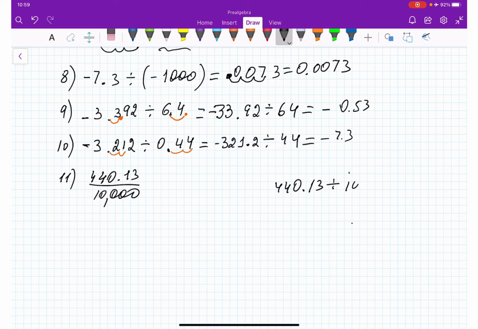44013 dividing by 10,000. I told you when we are dividing by a number with zeros, 1 with 0s, in the case of division, we are moving to the left by as many positions as many zeros are there. We have 1, 2, 3, 4. Okay, so from here I'm moving to the left. 1, 2, 3, 4. So the answer is going to be 0.044013. Okay, next one.